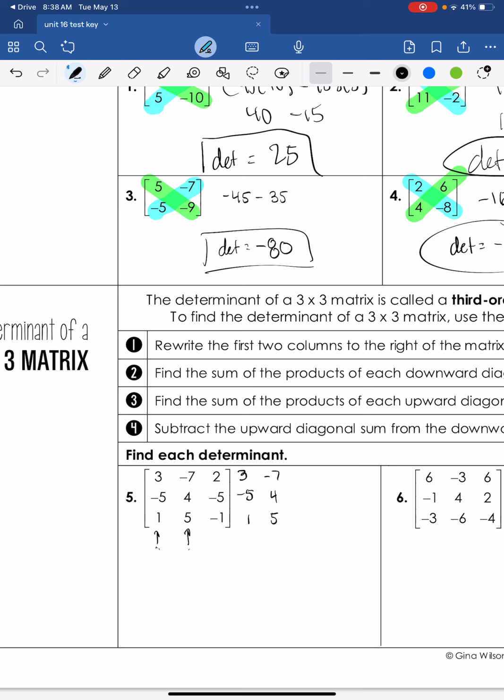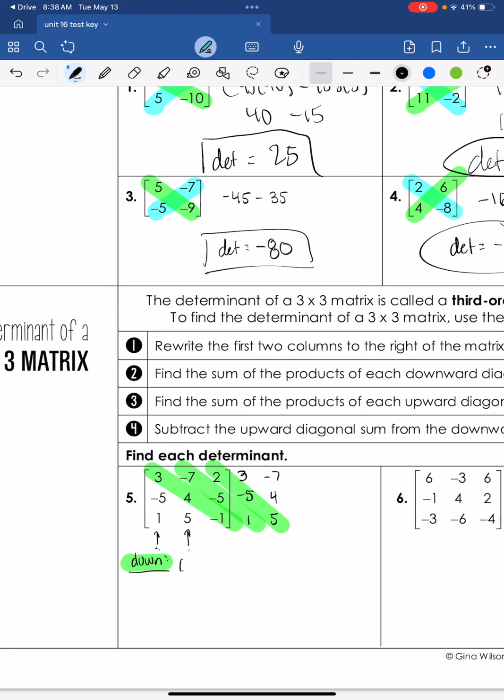Okay. And so the first one we're going to do is the downward diagonals. So from here and there and there. So those three right there. And to help us stay organized, I'm going to write down, and these are for the downward diagonals, and I'll highlight that in the same color so you can follow along here. Okay, so now instead of multiplying two numbers, you're going to multiply 3. So for this first one, we got 3 times 4 times negative 1, right? 3, 4, negative 1.